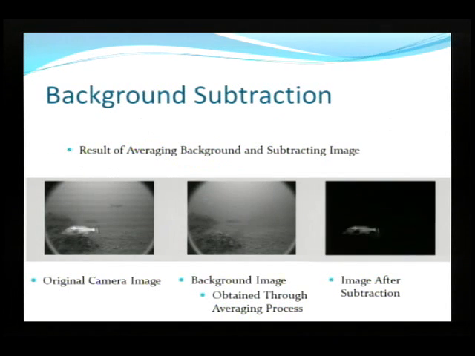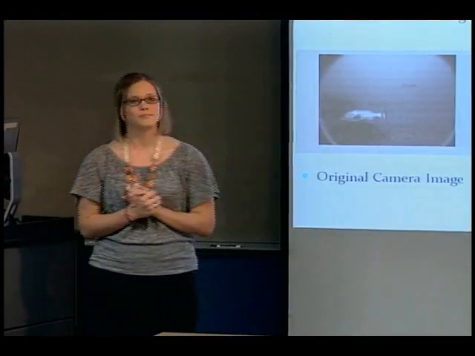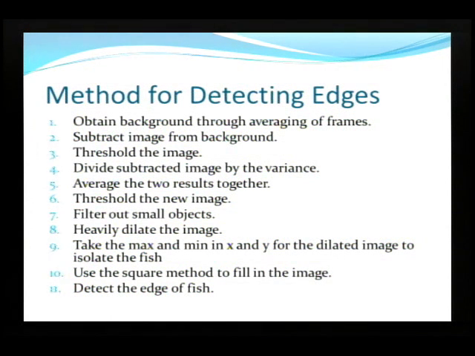This is the first method that we used, which did not include variance. It was basically just averaging all the filters together. Once you averaged all the images together, you got the middle image right there, and that was your background image. And then once you subtracted the original from the background, that's the image you got over there. Okay. Philip's going to go ahead and talk about the second method.